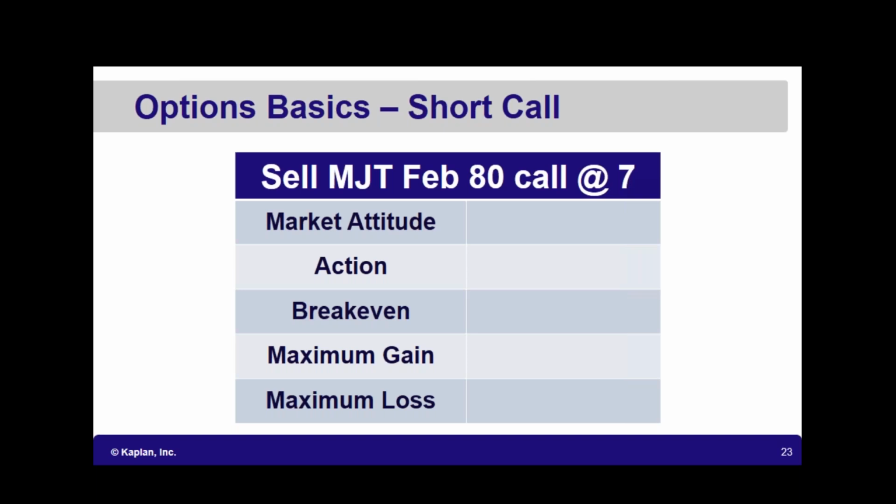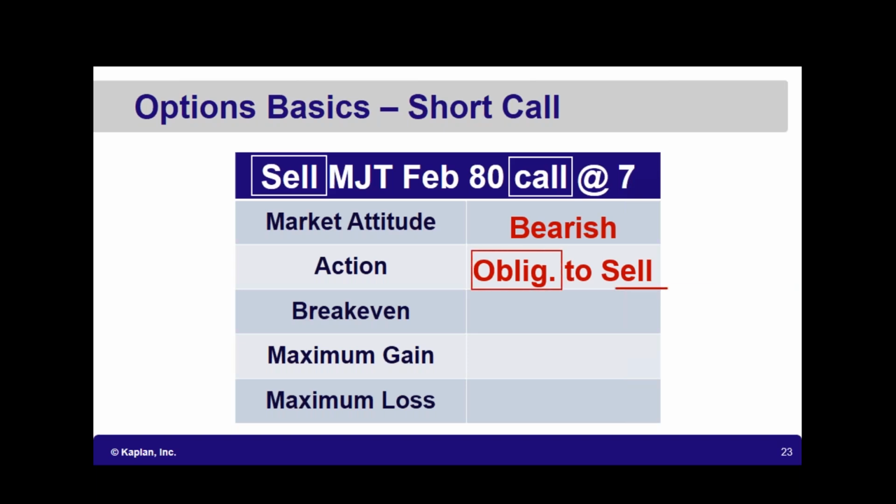Now, we didn't go through the T-chart for short calls, but I did give you the shortcut. So in using the shortcut, we've sold a call. Selling a call is the opposite of buying a call. If I know buying a call is bullish, then selling a call has got to be bearish. And the action, because I've sold, I'm now obligated. In this case, I'm obligated to sell the underlying security.